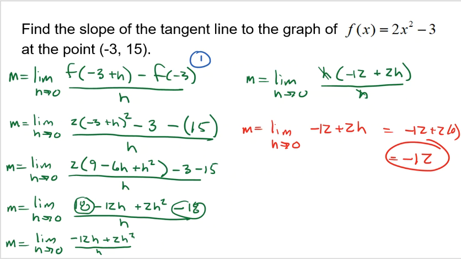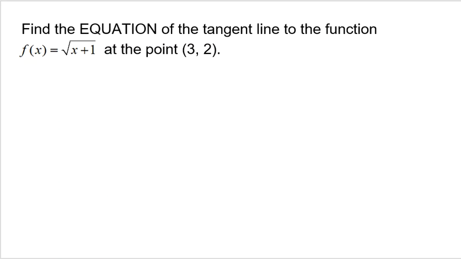All right, let's do one more problem together. Find the equation. So this time they don't want me to just find the slope. But remember, to find an equation, you need the slope. So even though it doesn't say find the slope, it says find the equation, and you can't find the equation without a slope. So find the equation of the tangent line to the function f(x) equals the square root of x plus 1 at the point (3, 2).